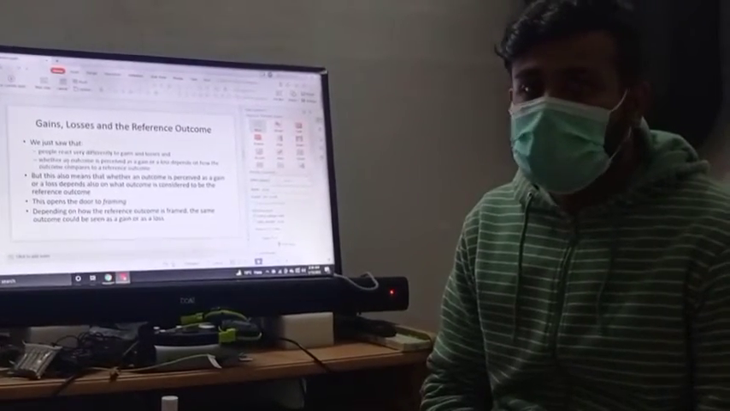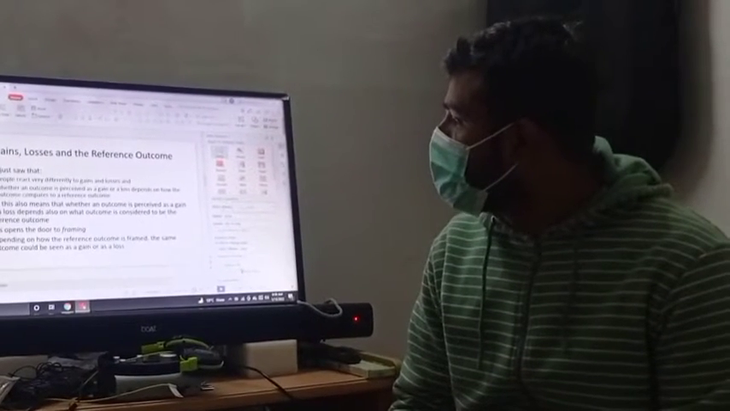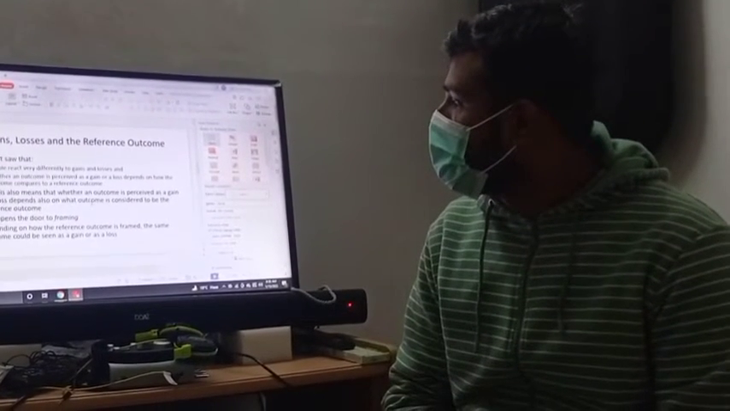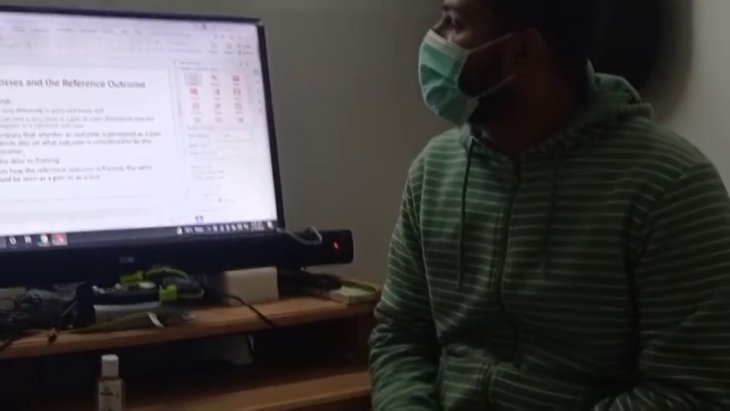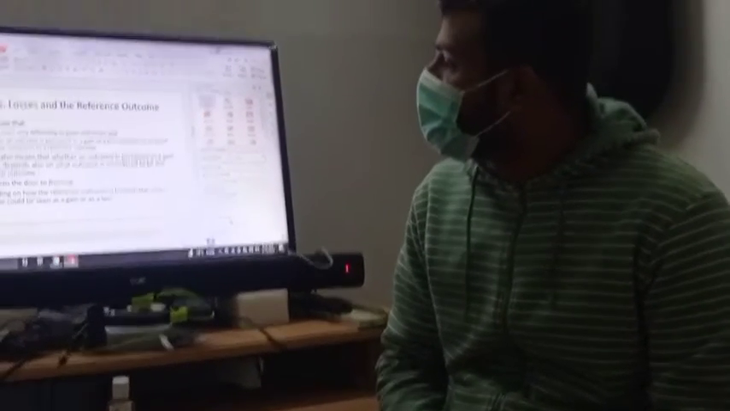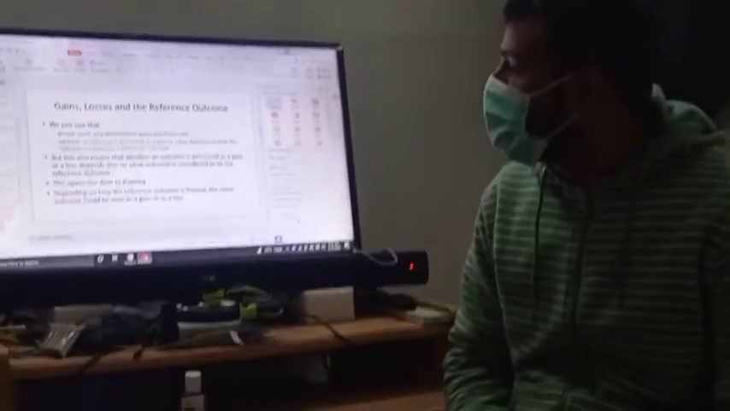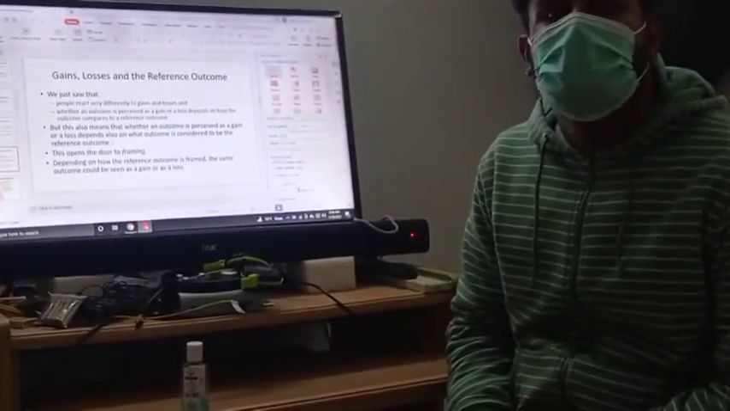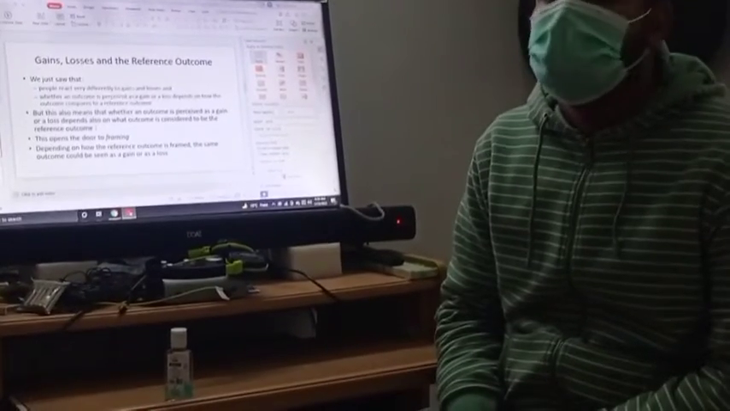Otherwise, it's a loss. But this also means that whether an outcome is perceived as a gain or a loss depends also on what outcome is considered to be the reference outcome. People need to know which particular outcome they should refer to as the reference outcome. They should set the bar so that they know whether they should go above it or below it.